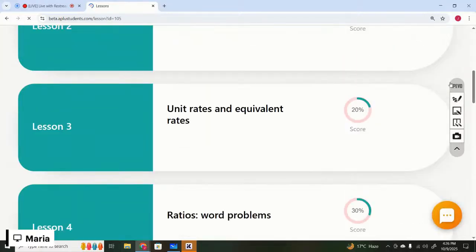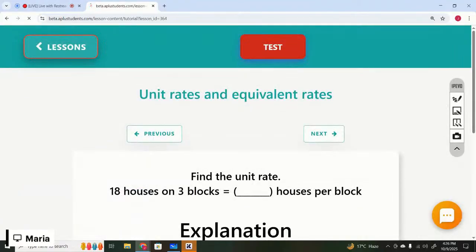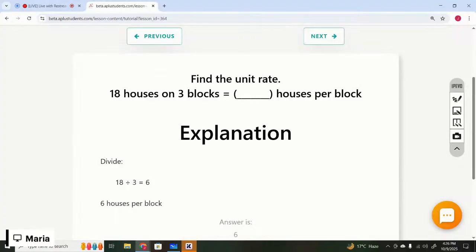The next lesson is unit rates and equivalent ratios. 18 houses on 3 blocks. How many houses per block? Unit rate means you need to calculate the price of one thing, right? Here in the example, the 18 houses are in the 3 blocks. So unit rate means calculating how many houses in one block. So how do you calculate? You need to divide 18 by 3. So 18 divided by 3 is 6. That means you have 6 houses in one block. Got it? Unit rate means you need to calculate always the value of one thing.